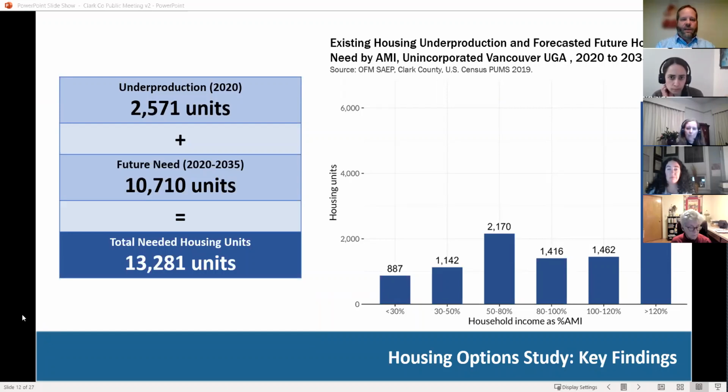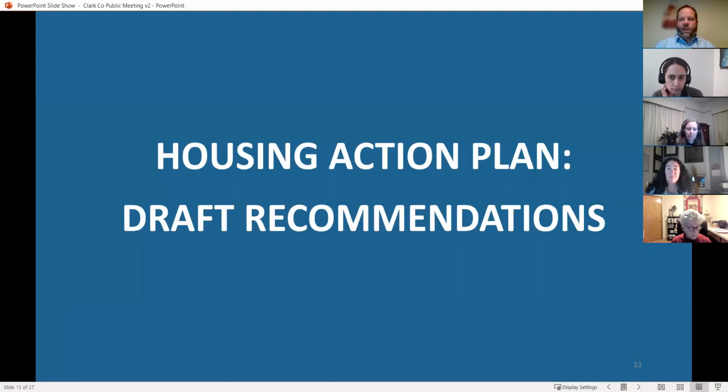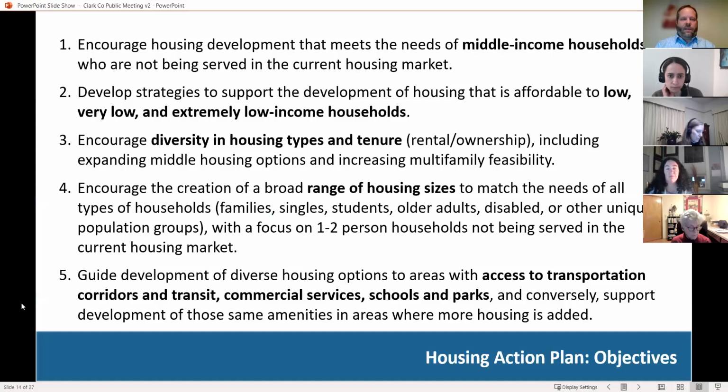With that, I'm going to move forward and go through some of the Housing Action Plan draft recommendations. And before we dive into that, first, I want to introduce the housing objectives that were developed by our project advisory group, based in part on the key findings I just presented, as well as other information that we gathered throughout this project.